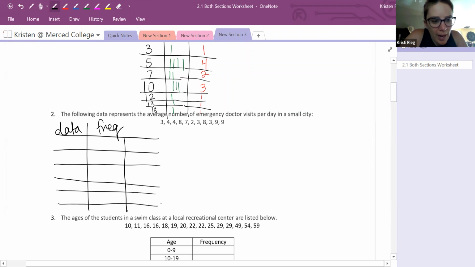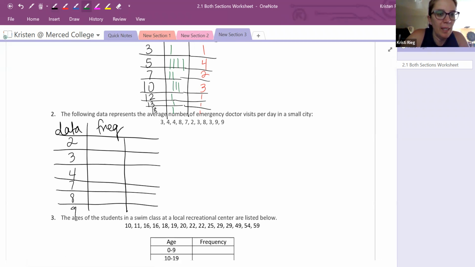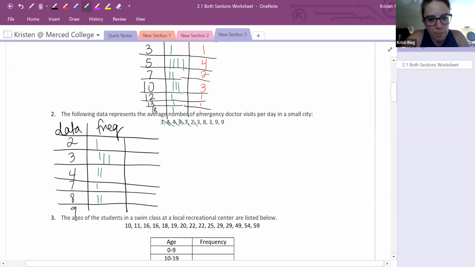Okay. So in my data, I have a 2, a 3, a 4, and then a 7, 8, and 9. And so now I'm going to tally. So it goes 3, 4, 4. So a 3, 4, 4, 8, 7, 2, 3, 8, 3, and then 9, 9.